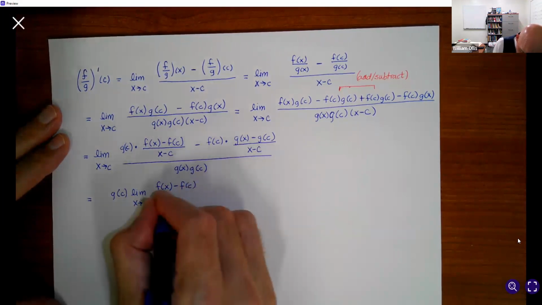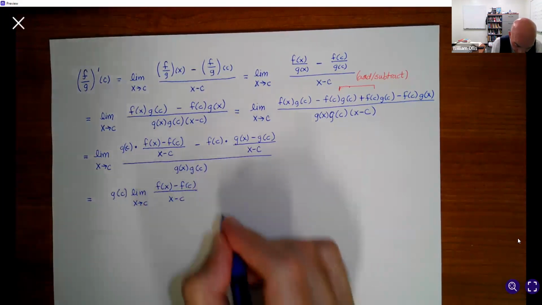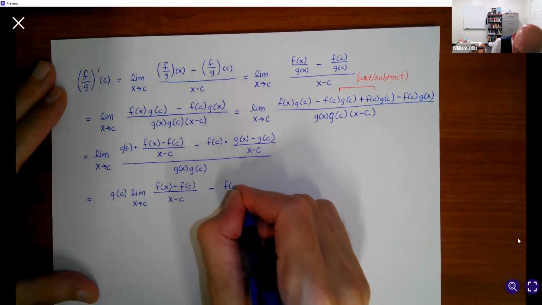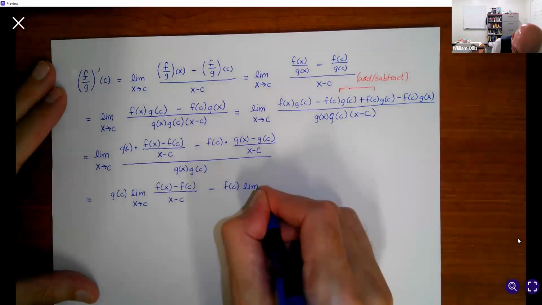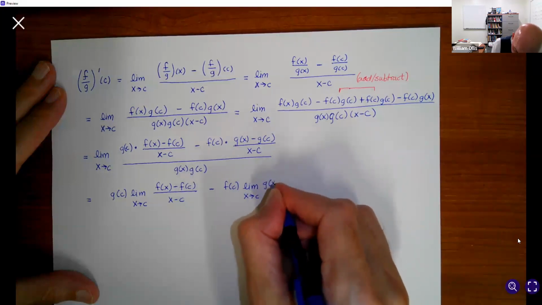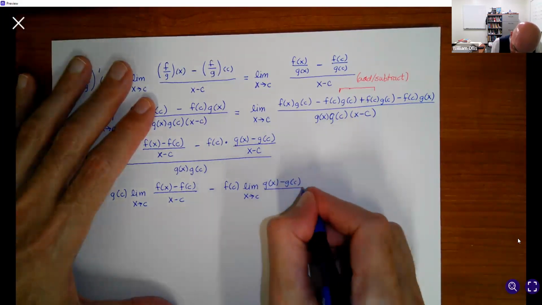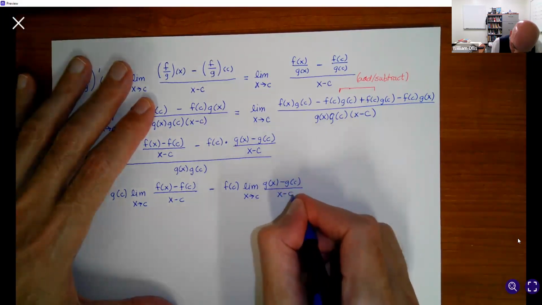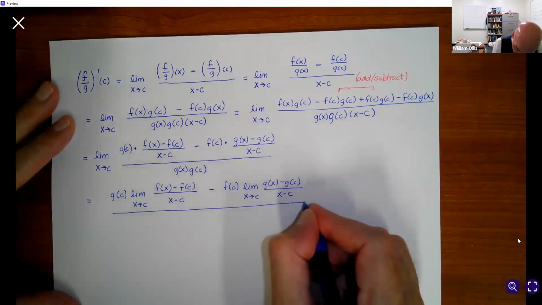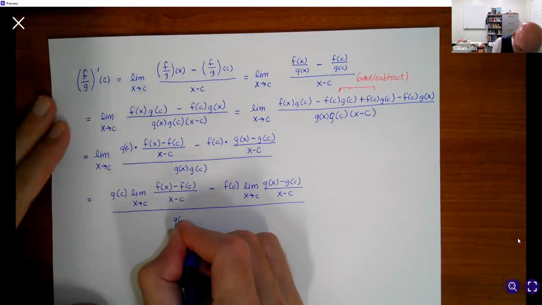It's amazing how the analysis works. And then we have minus f of c times the limit as x approaches c of g of x minus g of c divided by x minus c. And then, of course, in the denominator, we can apply the same using the limit theorems, factoring the g of c with the limit process.